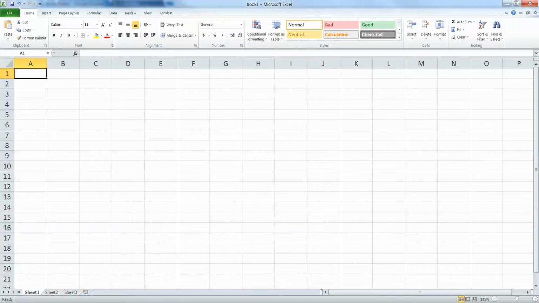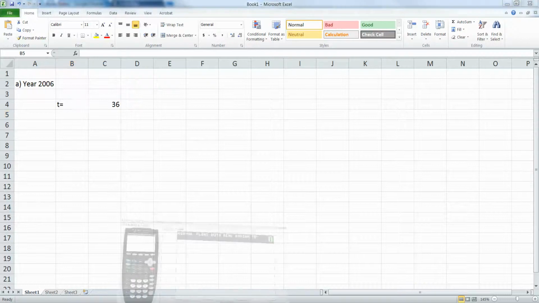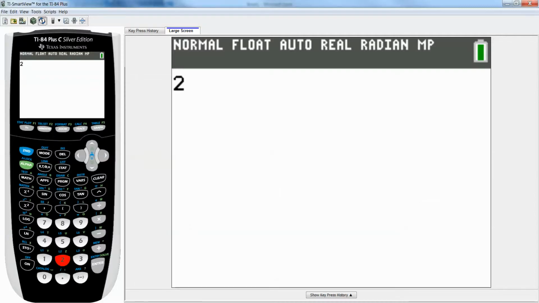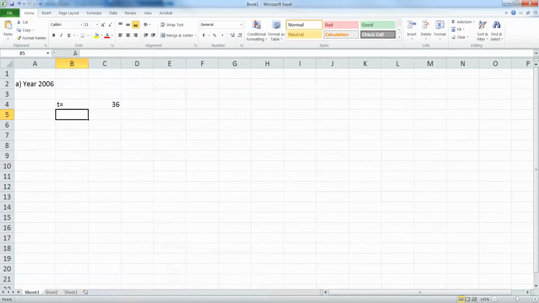All right, let's start by figuring out what our t value is. So for part A, they tell us that the year is 2006. But remember that our starter year is 1970. So that means that t is equal to 2006 take away 1970, which would be 36. You could also get that with the calculator. All right, so what are we going to do with t equals 36? We're going to substitute in and find the women's time and the men's time.